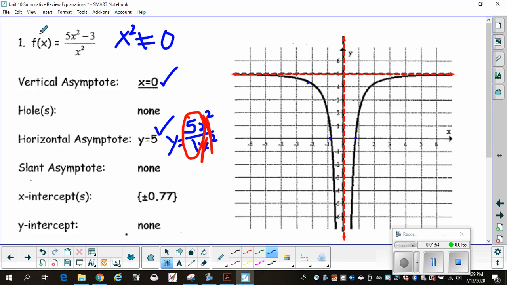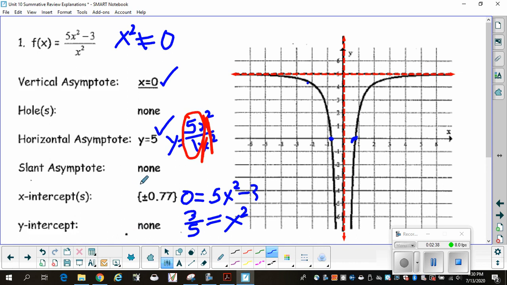The x-intercepts, you're going to set y equal to 0 and solve for x. So here you're going to do 0 equals, and really as long as the numerator is 0, it doesn't matter because 0 divided by anything is 0. So I just set 0 equal to 5x squared minus 3, and then I solve for x, so I get 3/5 is equal to x squared, and here I would plug this into the calculator, and you would get plus or minus 0.77 repeating, and that's where you can approximate those points on your graph. You would then have the red asymptotes and the 2 blue dots.